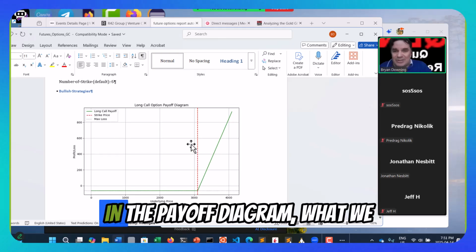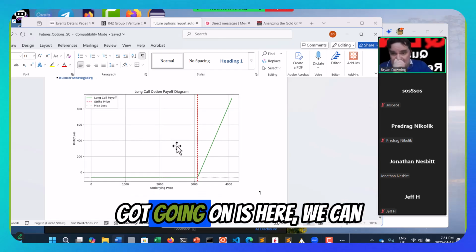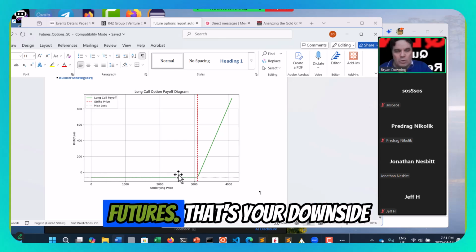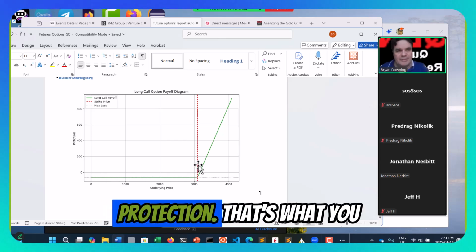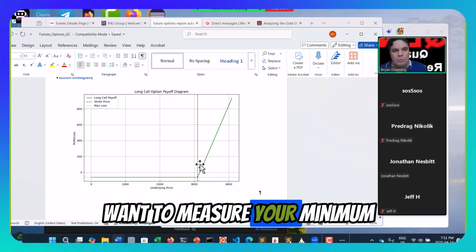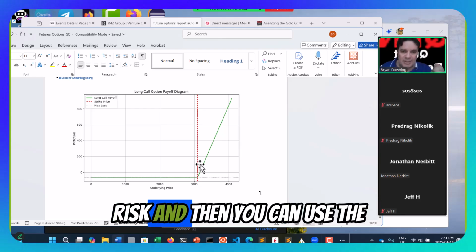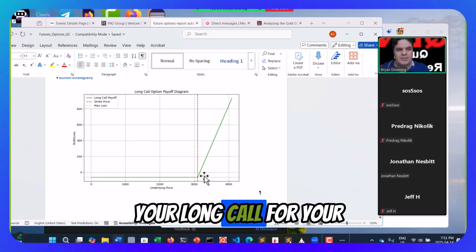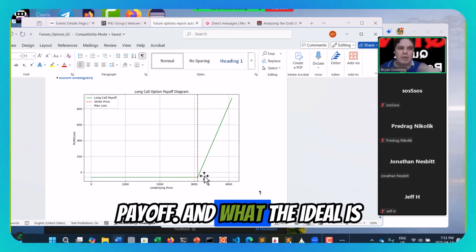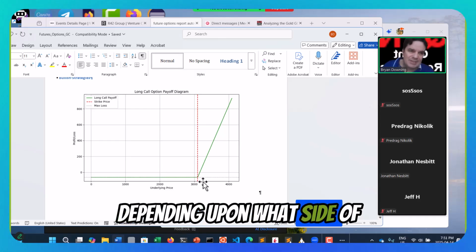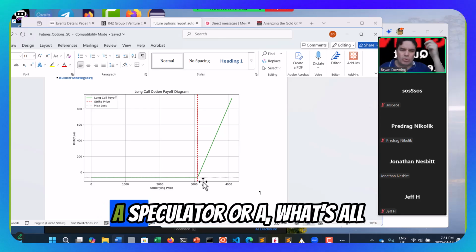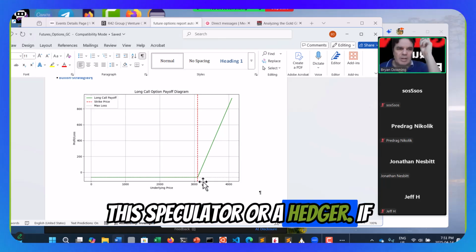Anyways, here in the payoff diagram, we can measure the floor price on the futures. That's your downside protection. That's what you want to measure your minimum risk. And then you can use the strike price right here to use your long call for your payoff. The ideal depends upon what side of the market you're on: are you a seller of options, a speculator, or a hedger?